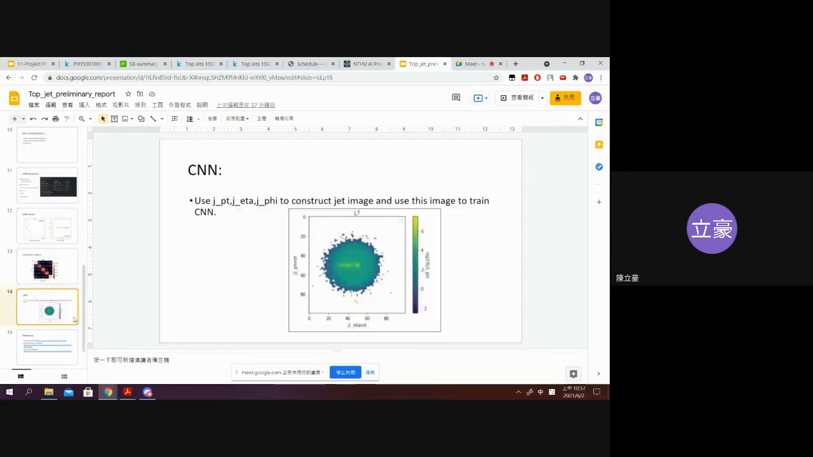For the CNN, we will use jet pT, jet eta, and jet phi to construct a jet image like this, and use this jet image to train the CNN. And this is our plan.